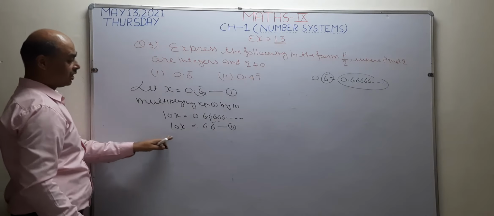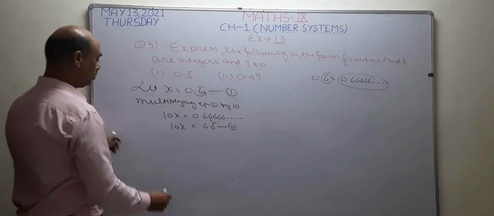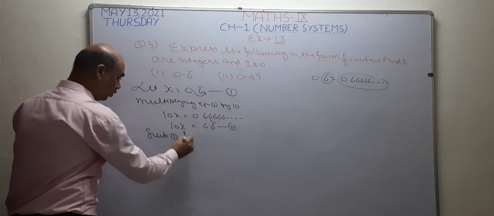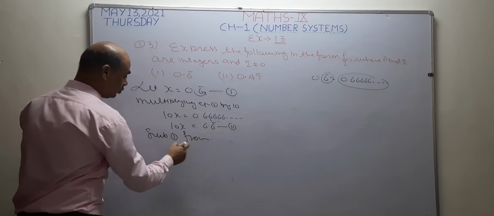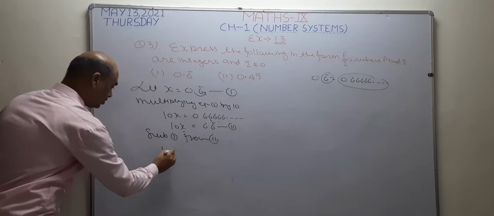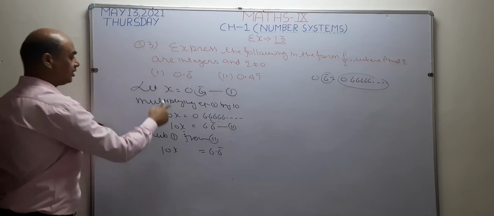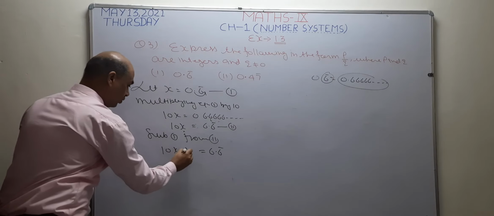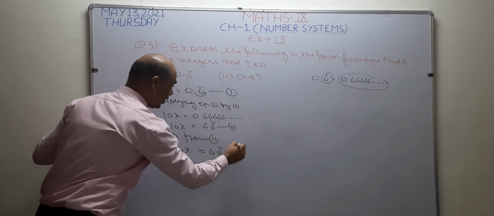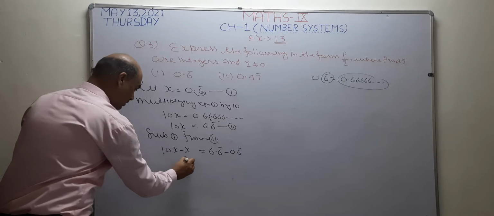Now, in the third step, I want to subtract equation number 1 from equation number 2. So right here, subtract 1 from 2. So I want to write the second equation first. From this second equation, I am going to subtract the first equation. What is the first equation? X. I want to subtract x from this, and this 0.6 bar from this. Now 10 minus 1 is 9x.